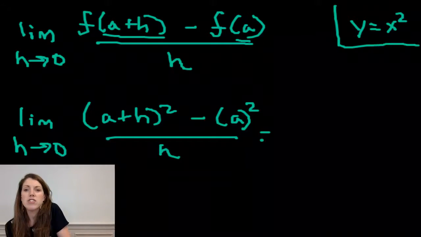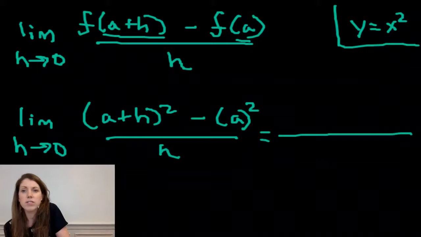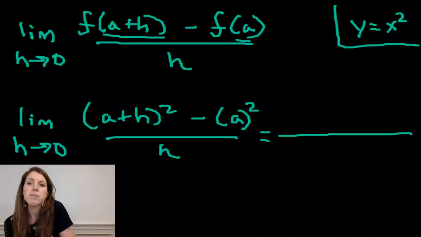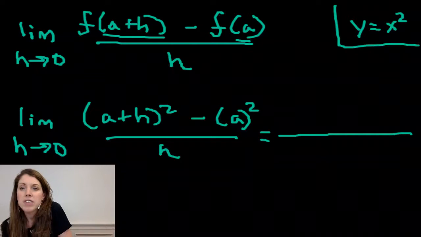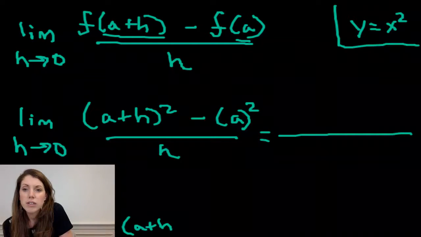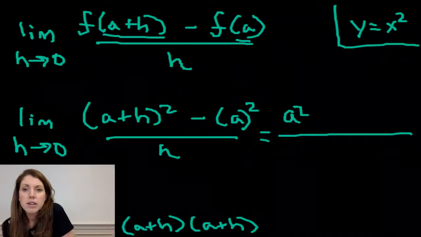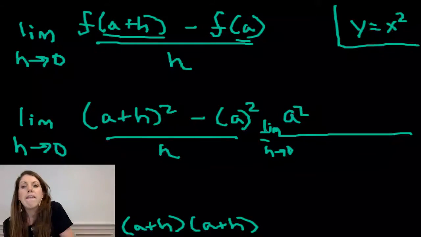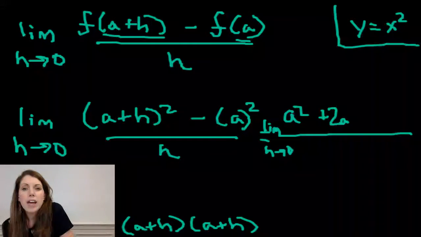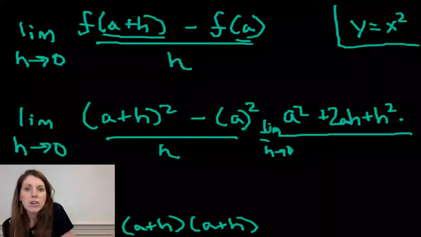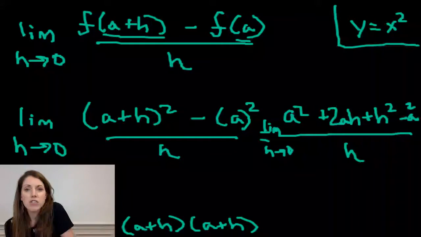And let's simplify that just like we did before. FOIL it out or distribute, however you want to look at it. That's going to end up being (a plus h) times (a plus h), just like we did before with the 2. Except that's going to give us a squared. This should say limit as h goes to 0 of a squared plus 2ah plus h squared minus a squared, all over h.